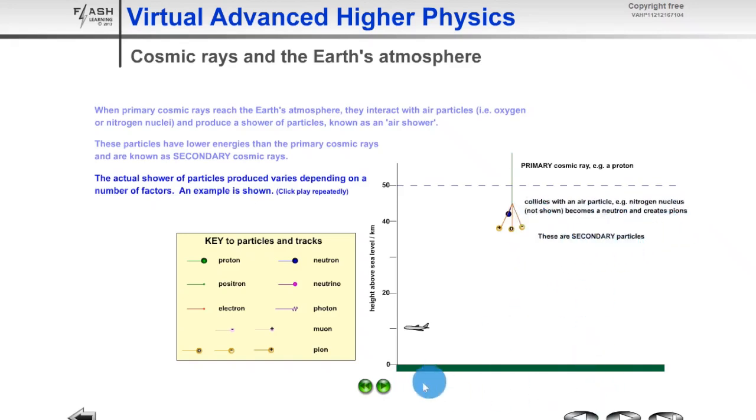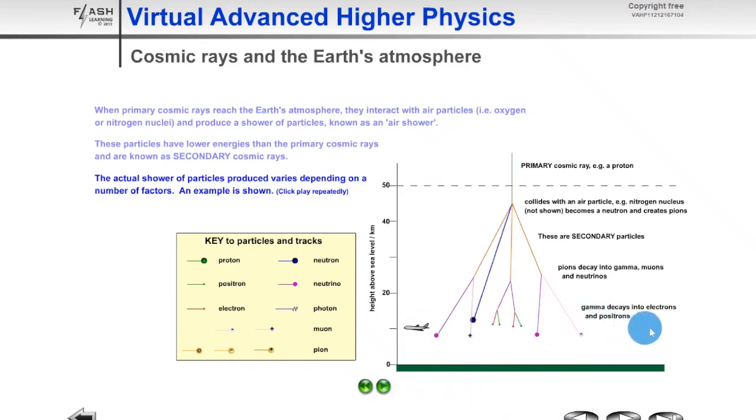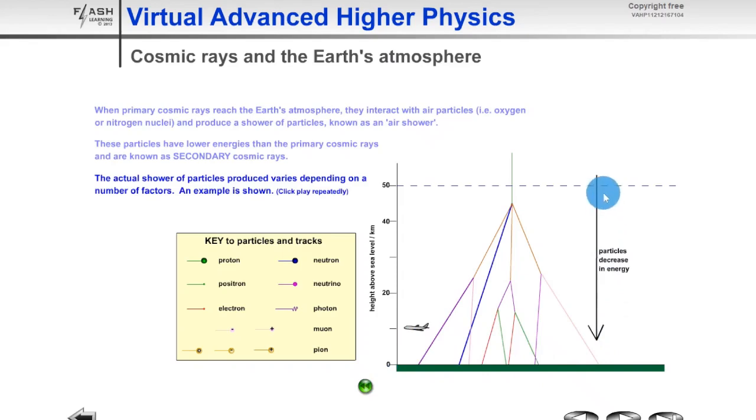These secondary particles can decay further, so for example here we've got some pions decaying into gamma rays, muons and neutrinos. And these particles can decay even further to get down to the height of roughly the cruising altitude of aeroplanes. You can see that gamma rays will decay into electrons and positrons at this height. These particles will make their way towards the ground, and remember this is the particles decreasing in energy as they move down towards the ground.